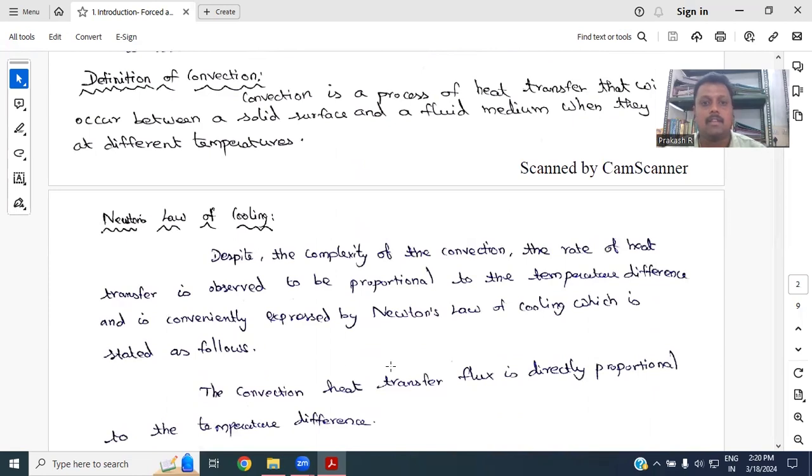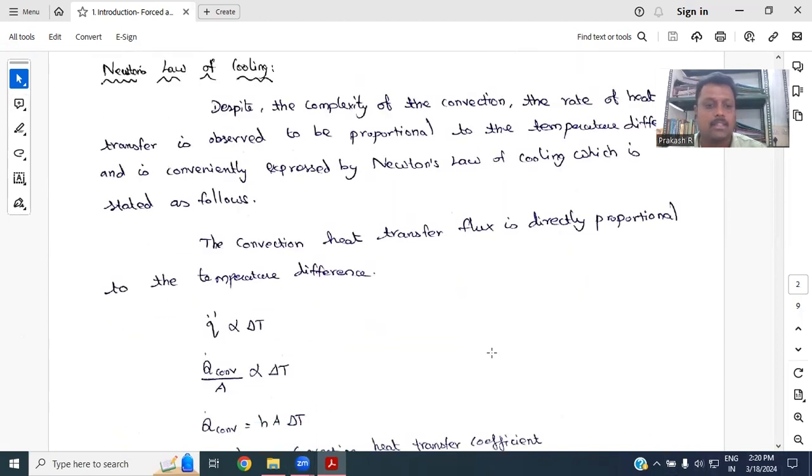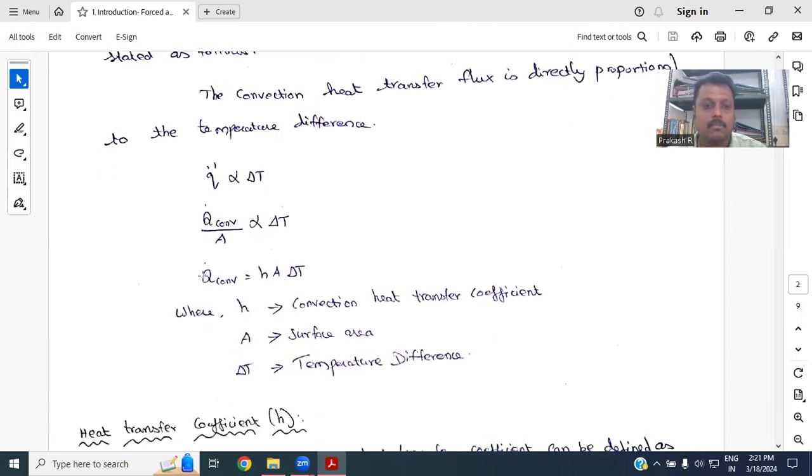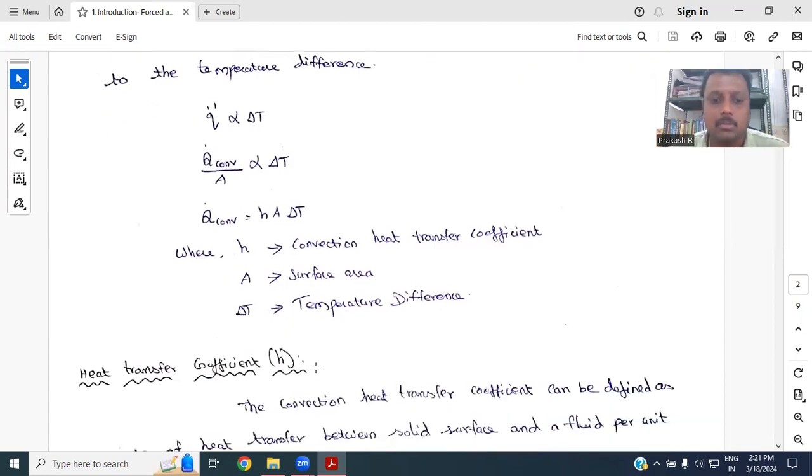So this convection mode of heat transfer can be defined by Newton's law of cooling. It states that the convection heat transfer flux is directly proportional to the temperature difference. Therefore, Q is proportional to delta T, and Q by A is proportional to delta T. In order to remove this proportionality, we introduce a constant called h, the heat transfer coefficient. So the final equation becomes Q = hA delta T, where h is the convection heat transfer coefficient, A is the surface area, and delta T is the temperature difference between the two media.